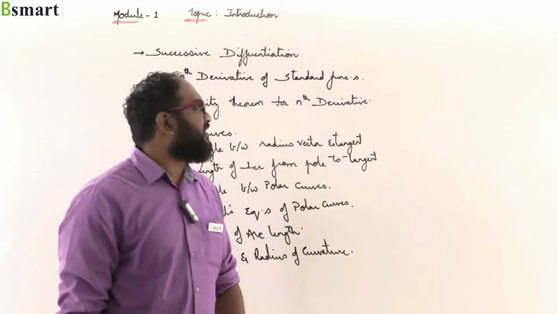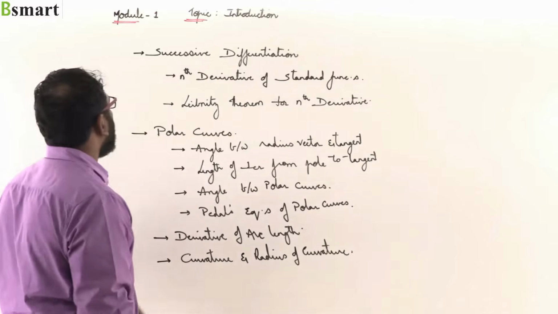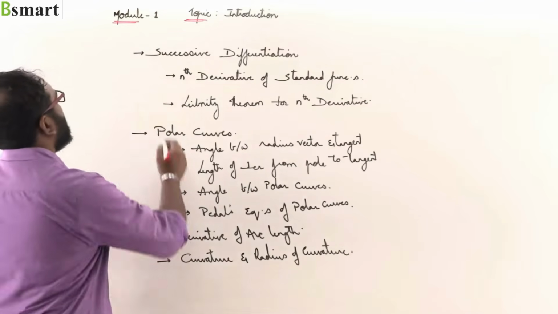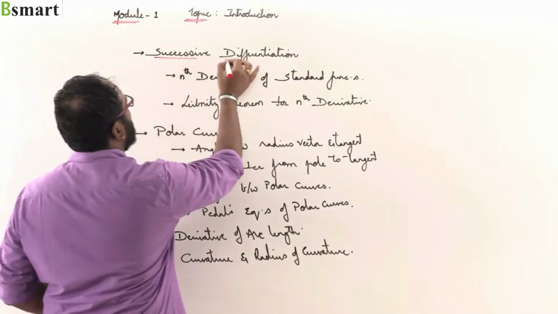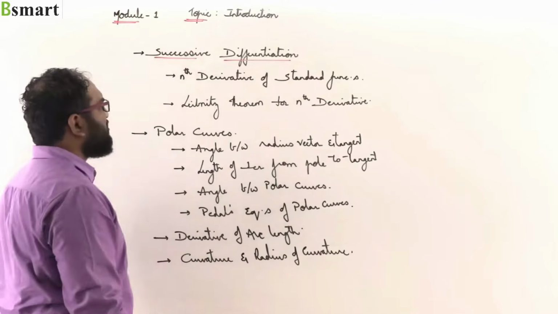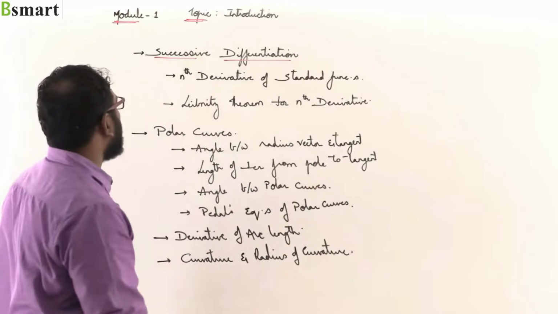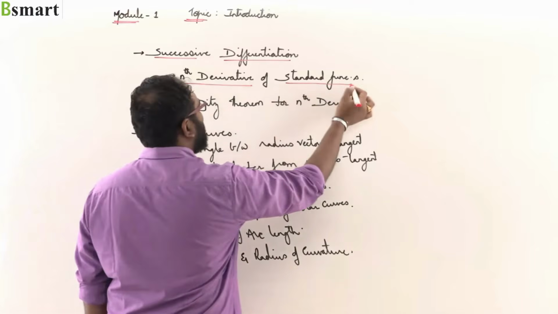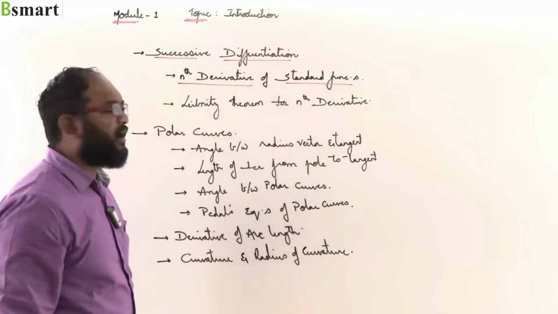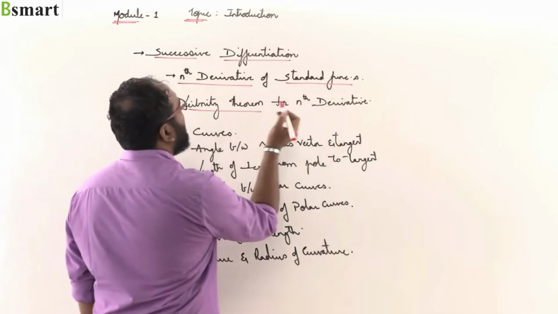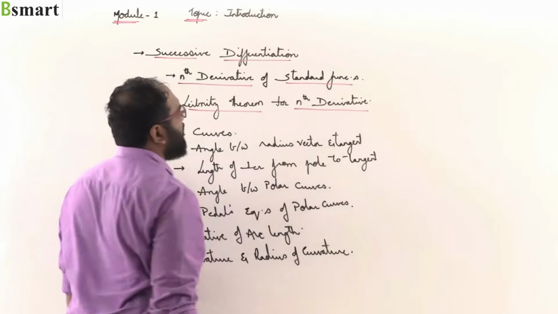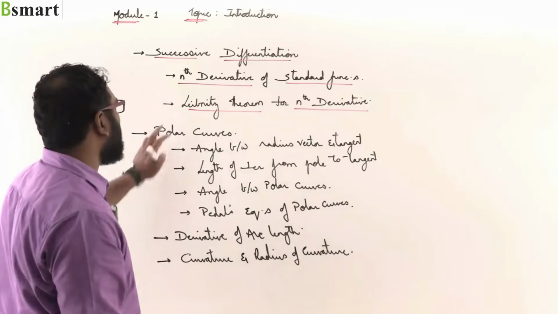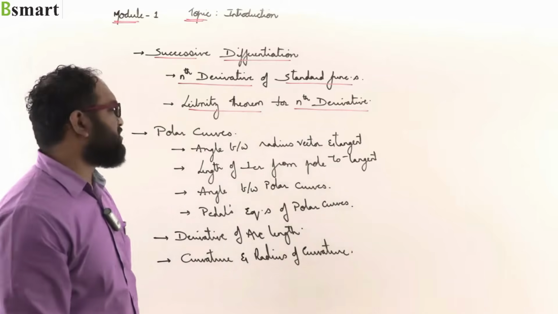Now, in this session we are going to learn about module 1. In module 1 we are going to learn about successive differentiation. In successive differentiation we are going to find the nth order derivatives of some standard functions and the Leibniz theorem for the nth derivative. That means when a function is given, how to find the nth derivative of the function by using the Leibniz theorem.